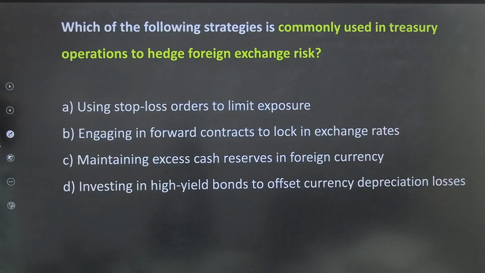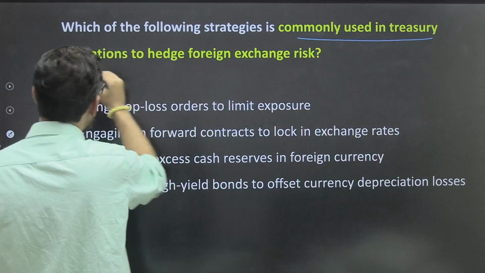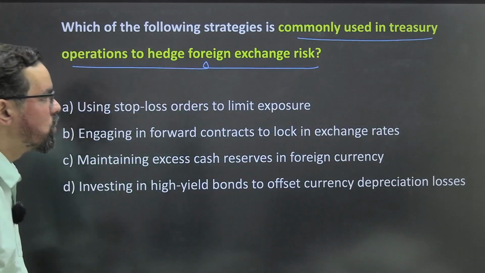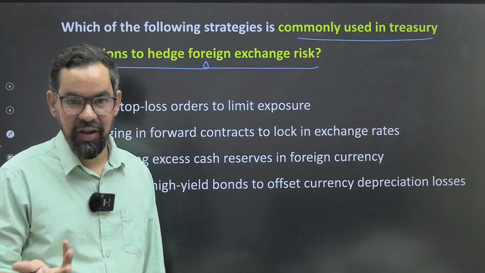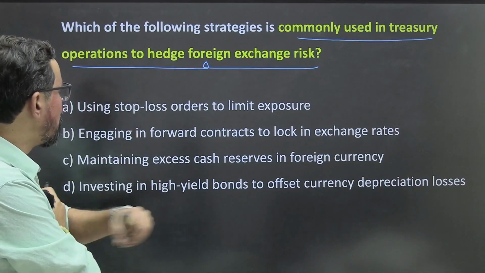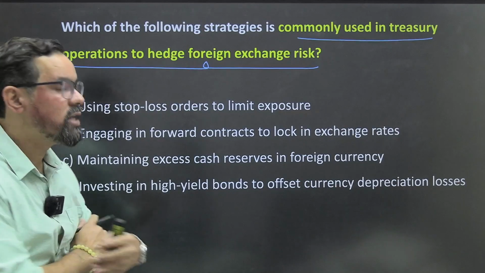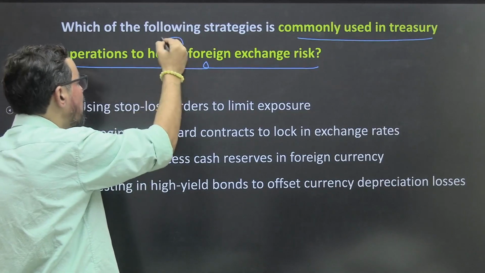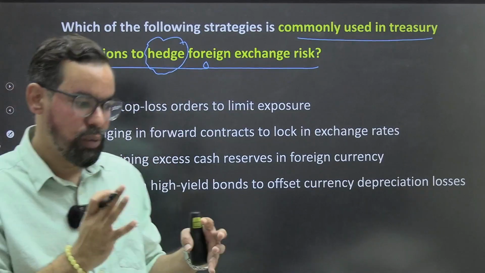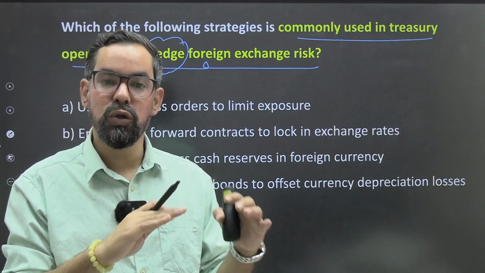Next one. Which of the following strategies is commonly used in treasury operation to hedge foreign exchange risk? So it is a derivative, so you have to find out that particular derivative one. Hedge means to minimize your losses. Okay. So the only motive of entering a hedge contract is to protect our existing portfolios or open positions.